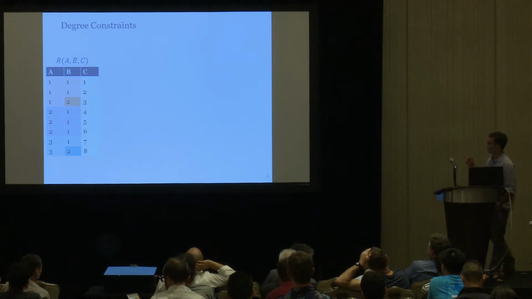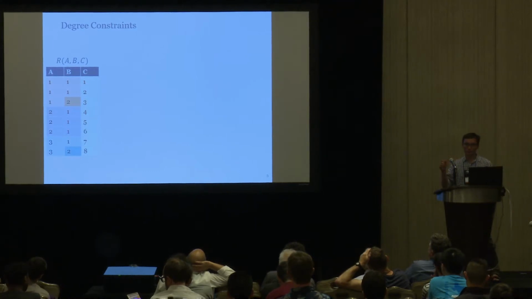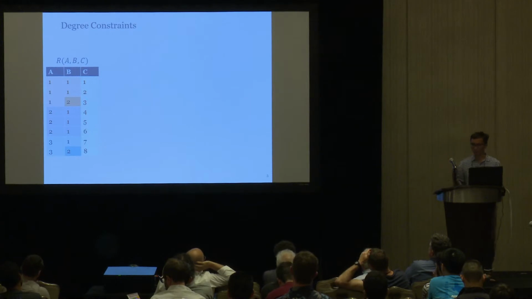Okay, so coming back to this relation, given B and C, you will know A because there's a functional dependency. B and C form a key of this relation.